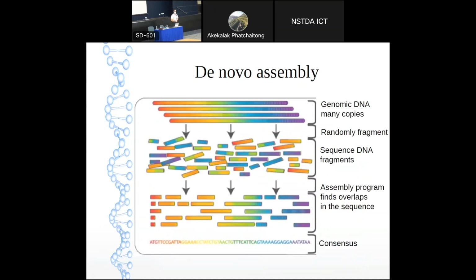Okay, so we start with a large number of copies of genomic DNA. In this case, we're looking at a single chromosome. We start with a large number of copies. Usually we do about 50 nanograms, so that's maybe several hundred to several thousand copies of each chromosome. And then this is randomly fragmented.